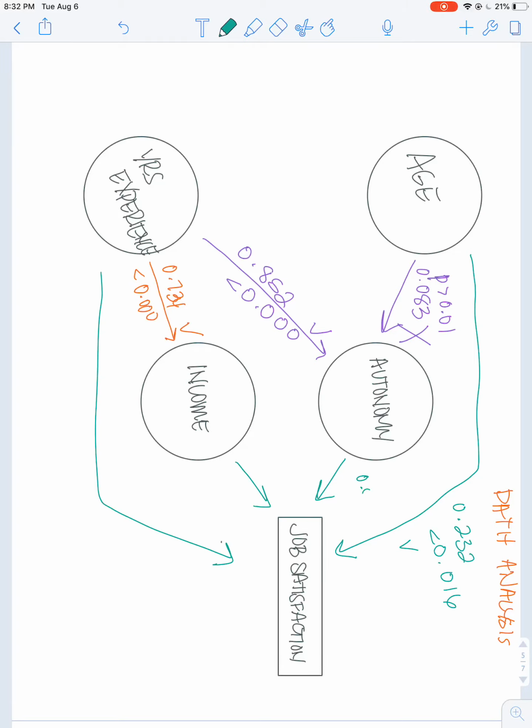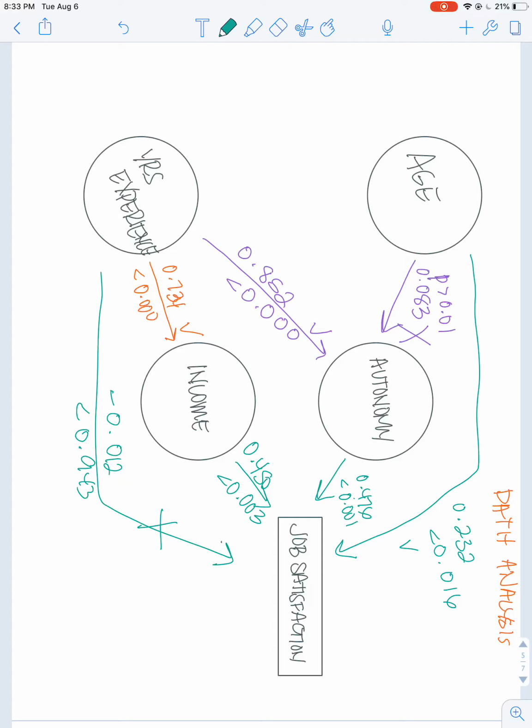Autonomy is 0.476 with a significant p-value 0.001. Our income 0.450 less than 0.003, and our years of experience being a negative value of 0.012, but our p-value is 0.943, which is not significant, and when we look at our reduced model, we're going to eliminate that one.